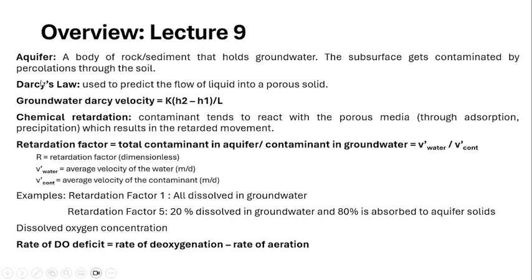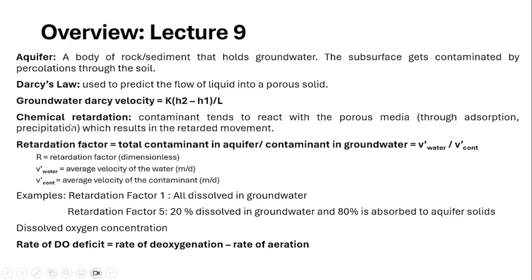Now, we have seen in the last week's session that Darcy's law is used to predict the flow of liquid into the porous soil. In the case of groundwater contamination, we can use Darcy's law to calculate pollution level. So now the groundwater Darcy velocity is equal to K, the hydraulic conductivity, into the head difference, H2 minus H1, divided by L, the distance between the heads.